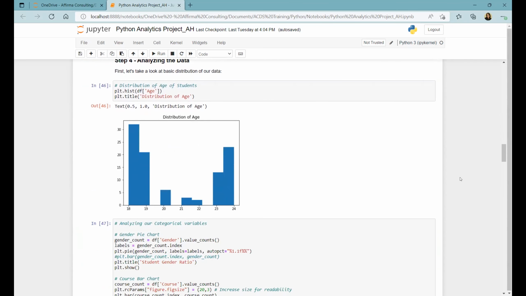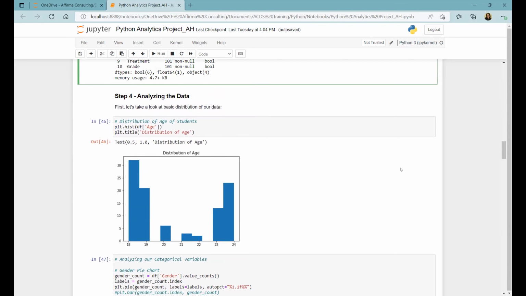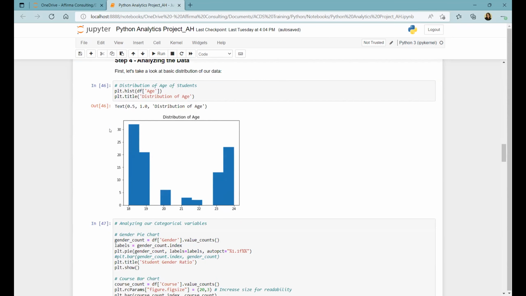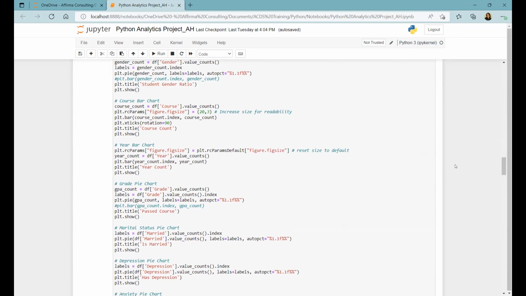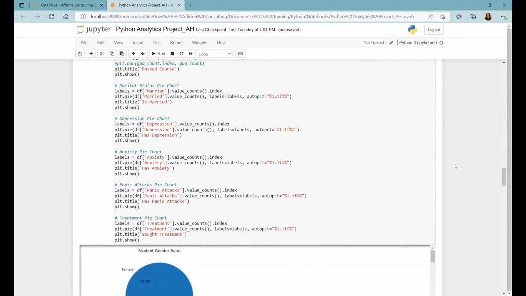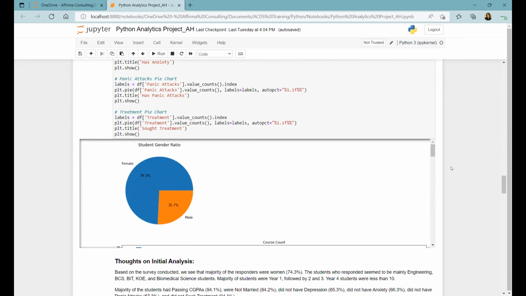So here we have just some initial analysis of the data set in general. I wanted to see what the age distribution was like. I noticed a lot of the count was mostly around 18 years of age, which is very young. Then I put all of the other categories into some pie charts, some bar charts, just because a lot of them were true/false. So it seemed like the best way to do that.